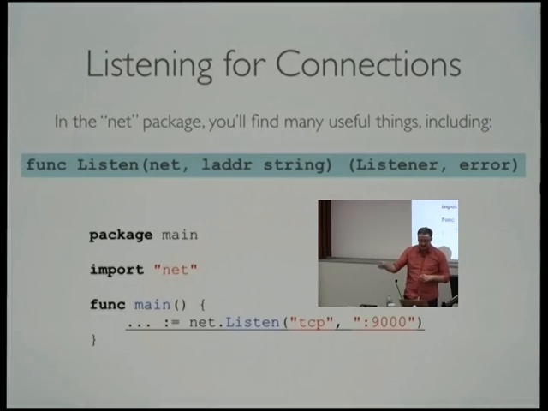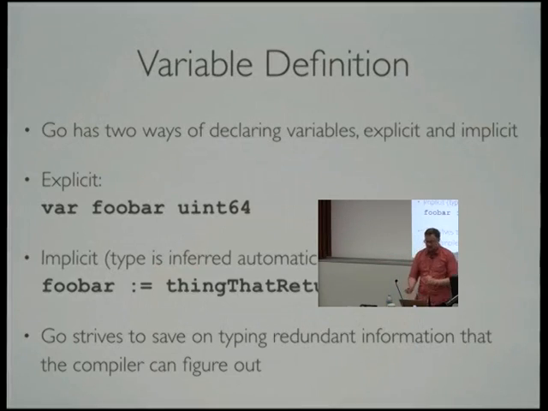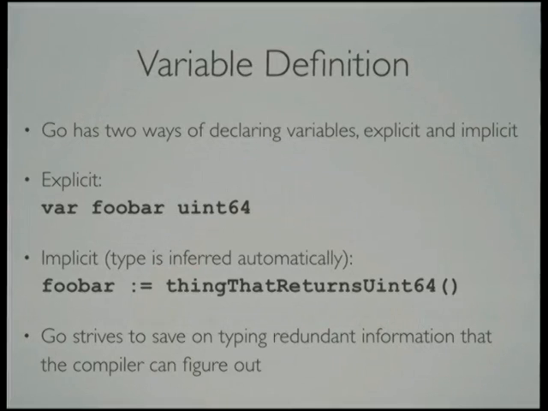Equals. Yes, we're about to go into that. Variable definition in Go. So if you've ever used Pascal, tell me there's somebody, maybe? Yes! You've seen colon equals, although it works a little differently here. Go has two ways of declaring variables, explicit and implicit. And this is when I talk about productivity for developers. This is one of the ways that Go really shines.